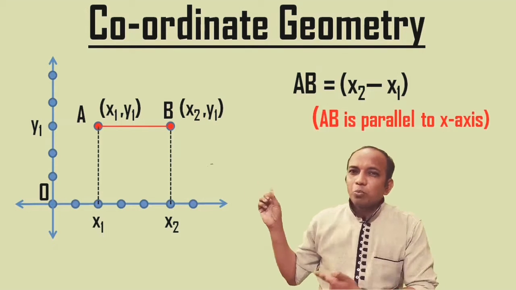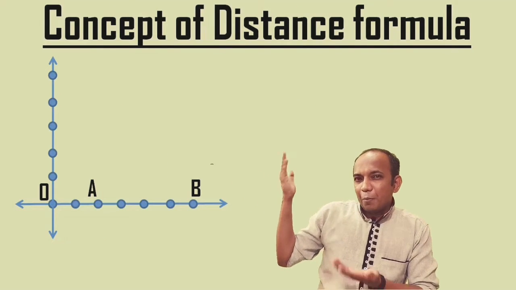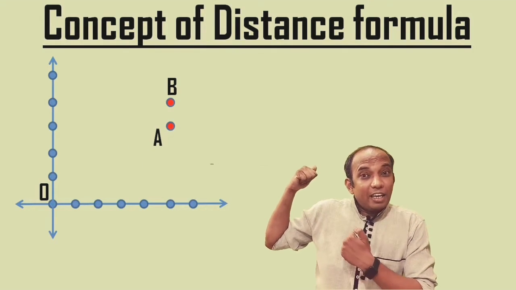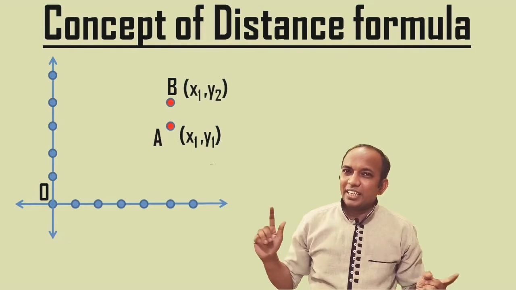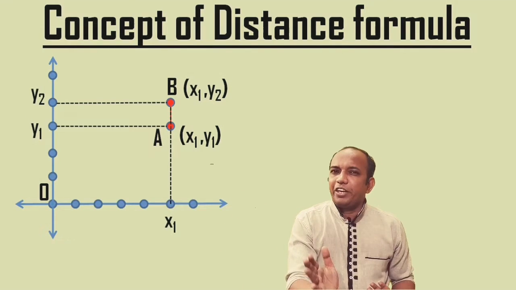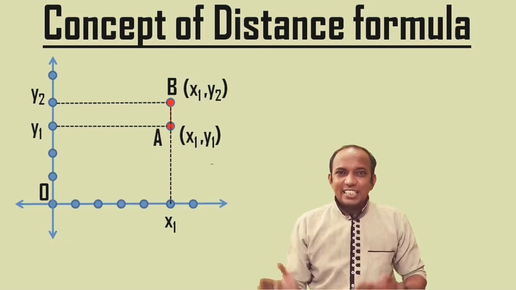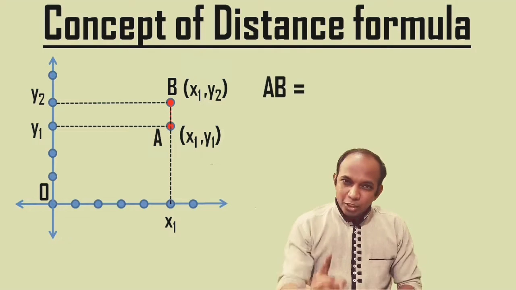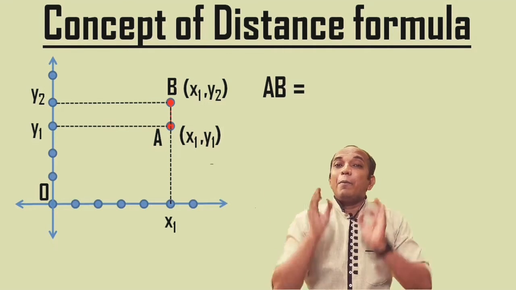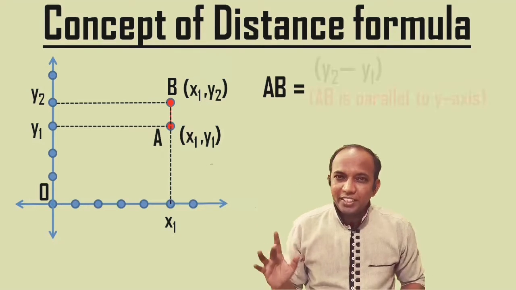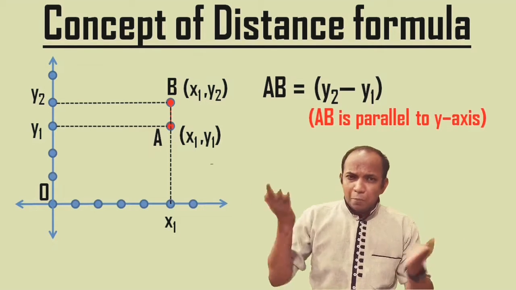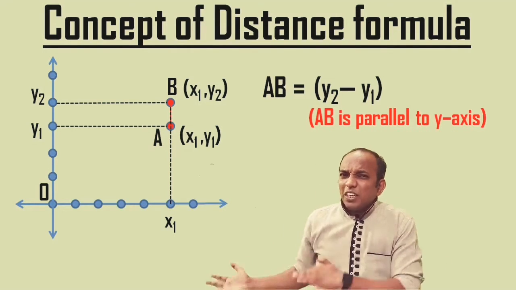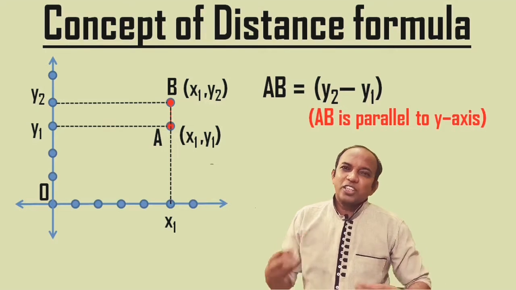Now what if these points are, instead of being parallel to the x-axis, parallel to the y-axis? As they are parallel to the y-axis, their x coordinate will remain the same, that is x1, and they have different y coordinates. So when segment AB is parallel to the y-axis, the distance between them is calculated by the difference between their y coordinates, that is y2 minus y1, or the same thing, bigger coordinate minus smaller coordinate. It is up to the numbers that you get. These are the 2-3 conditions that we should know before starting our lesson.